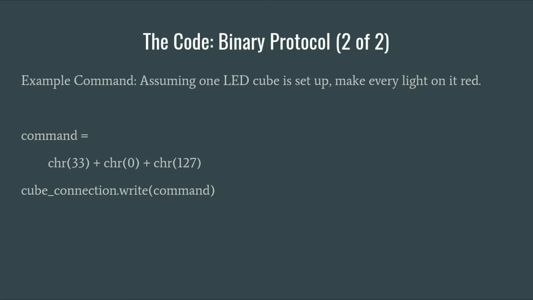For example, what if we have an LED cube set up and we want to make every light on it red? This corresponds to character 33, which is understood on the Python end and the Arduino end. We set command equal to character 33, the opcode, plus character 0, red, plus character 127, the terminator. Then we send a command over the serial port.